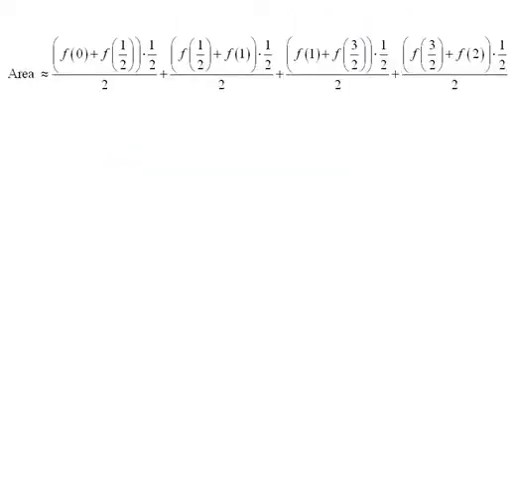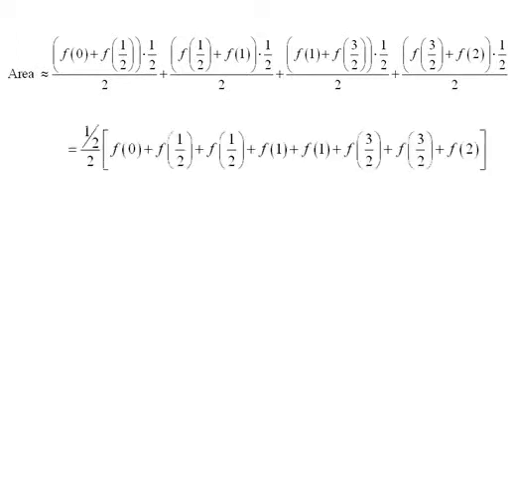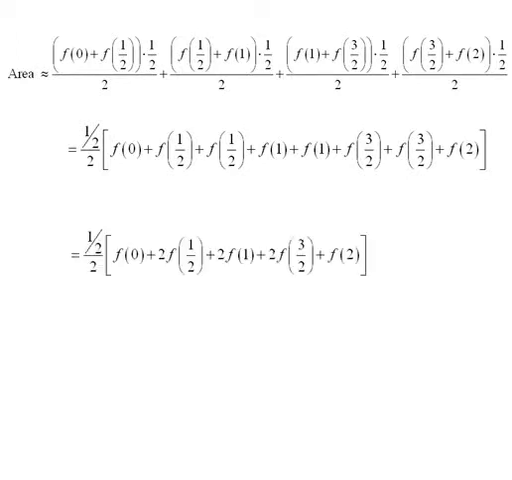We've got some like terms that can be combined in that area expression we just found. The height of each trapezoid was the same, so we can factor that out of the expression. The first two trapezoids shared f of 1/2 as a base. The second and third trapezoids shared f of 1 as a base, and the last two trapezoids shared f of 3/2 as a base. So let's collect these together. The area of those four trapezoids can be expressed as 1/2 divided by 2 times f of 0 plus 2 times f of 1/2 plus 2 times f of 1 plus 2 times f of 3/2 plus f of 2.